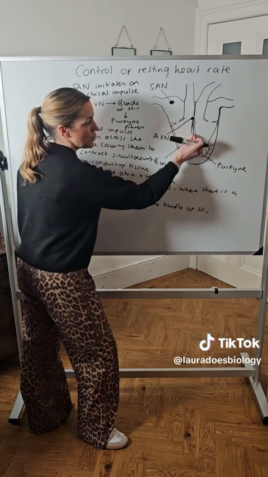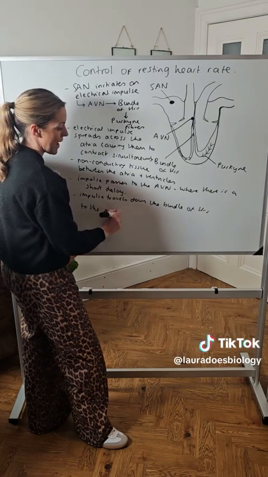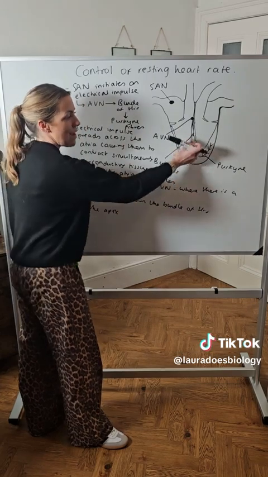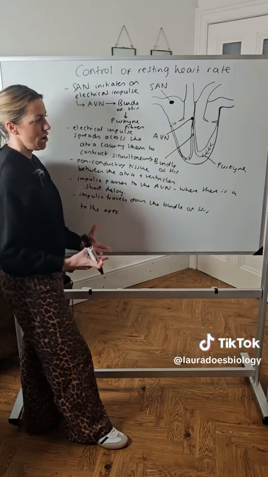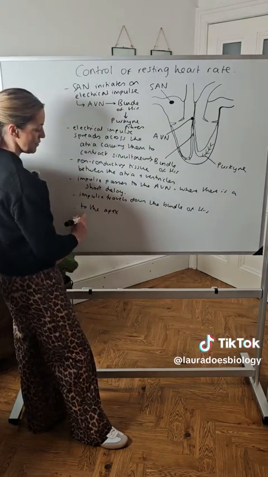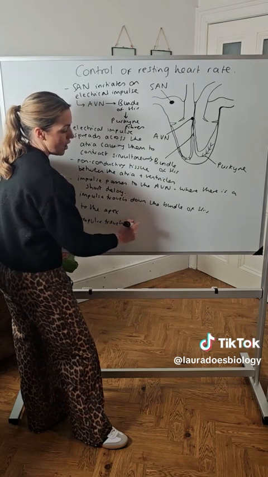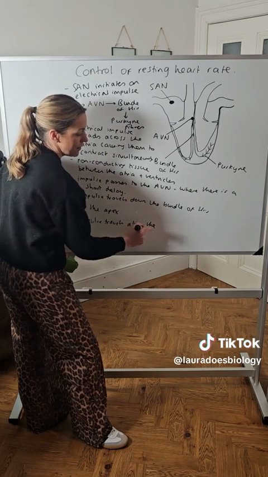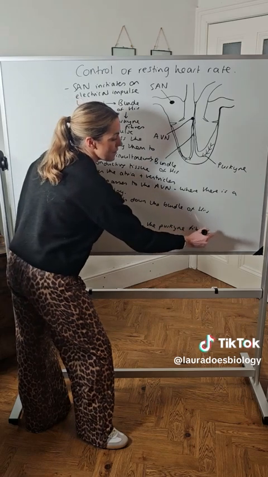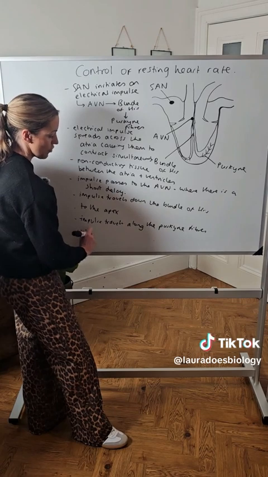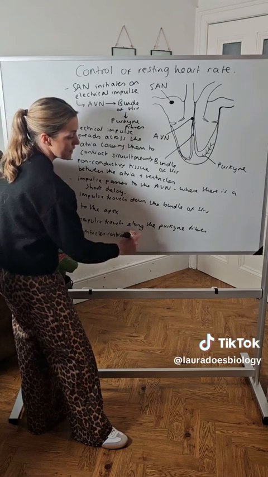So it's traveling down the bundle of His in the septum, and it's going to go to the apex here. It's going to go down the septum right to the tip of the heart, or the apex of the heart. And then, if we just finish this off, the impulse travels along the Purkinje fibres, causing the ventricles to contract, again, simultaneously.